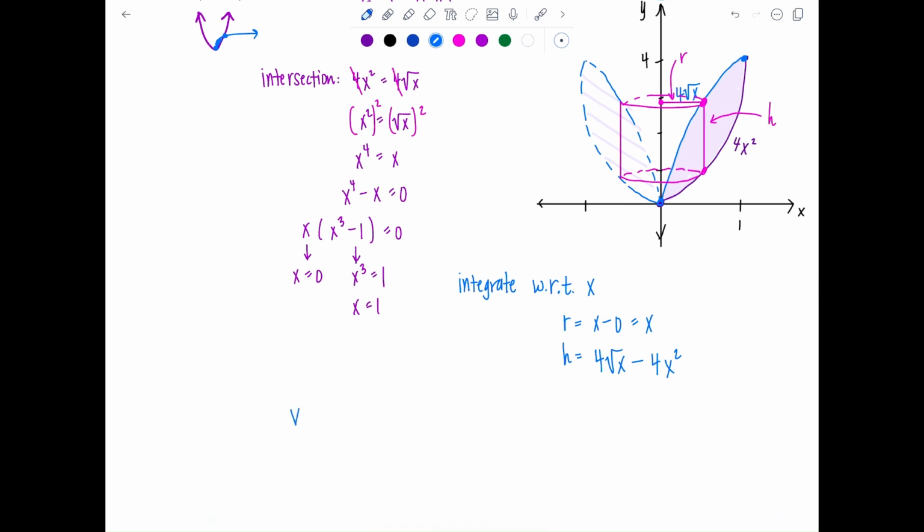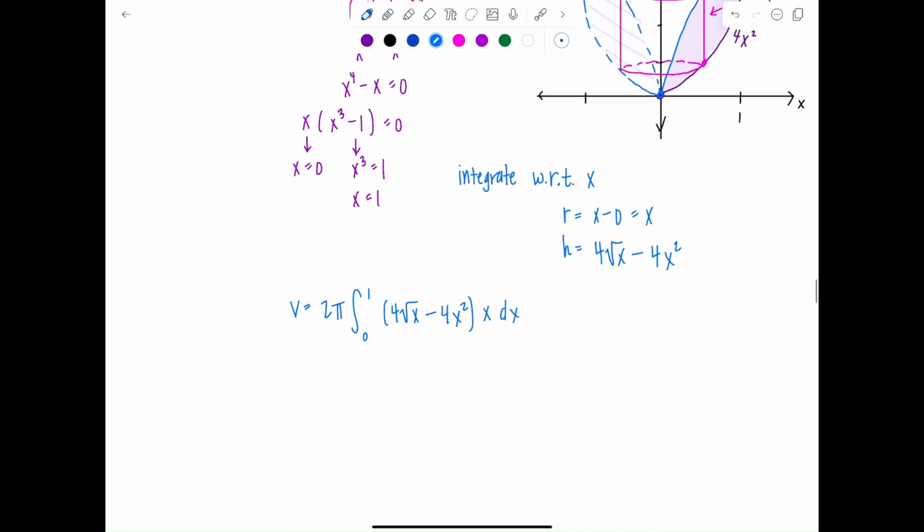Okay, so volume is going to be 2 pi integral. Limits are going to be limits for x on the original region before we spun. So from 0 to 1. Not anymore. Don't you dare look over there and think you have to go from -1 to 1. Original region only. Then we have 4 rad x minus 4x squared times x dx.